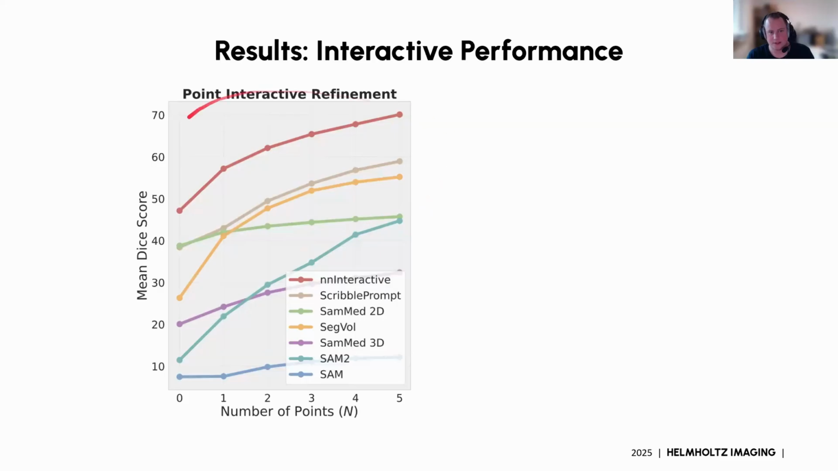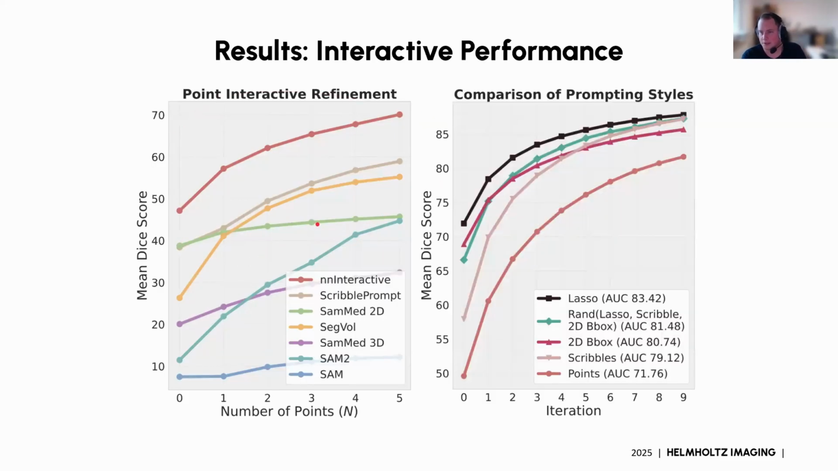This result is particularly encouraging when we compare the performance of the different prompting styles. What you're seeing here on the right is just nnInteractive, comparing the different prompting styles with each other. And we see that points, which was the best among all the methods that support any form of interaction, is actually the weakest interaction type with nnInteractive. We see that the lasso prompt, which I will show a bit more in the next slide, is very strong, starts strong, finishes strong.